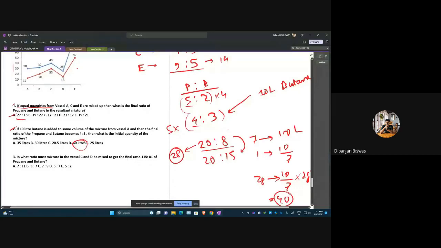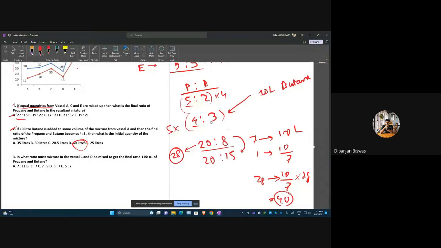Okay. So whenever only one thing is altered, you have to make sure the other thing, whatever is mixed, is the same. Here the propane was untouched, so we equated propane and then we moved ahead with the ratio. Okay.